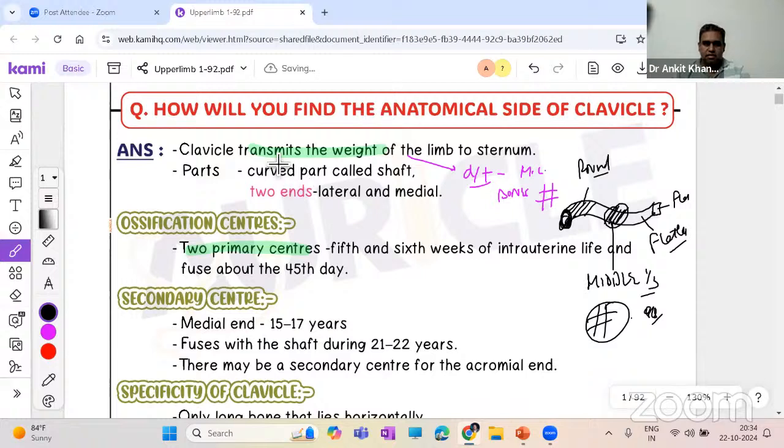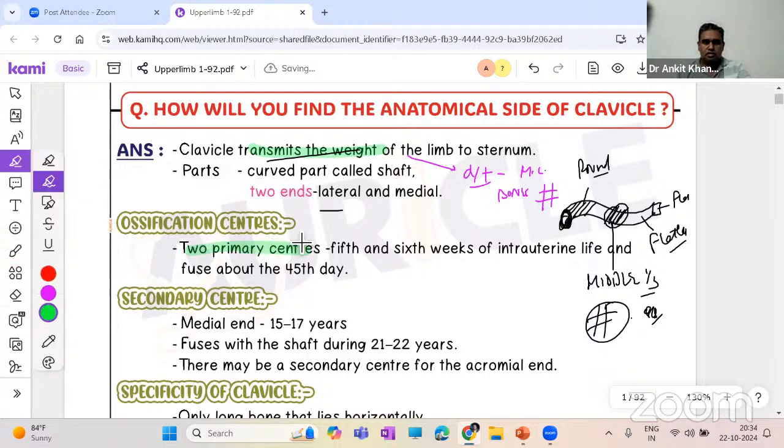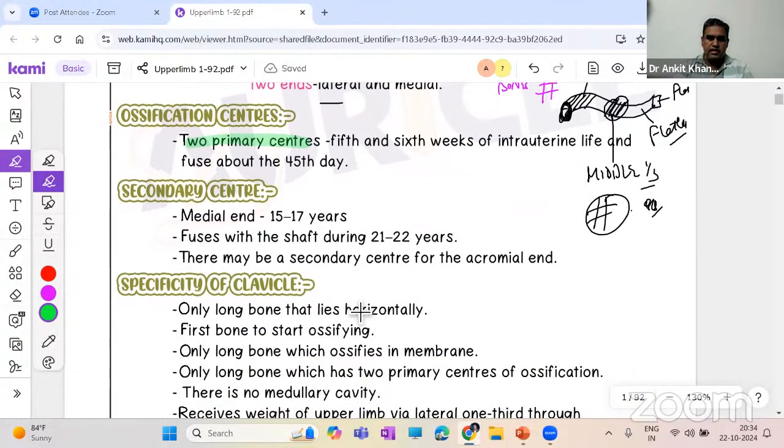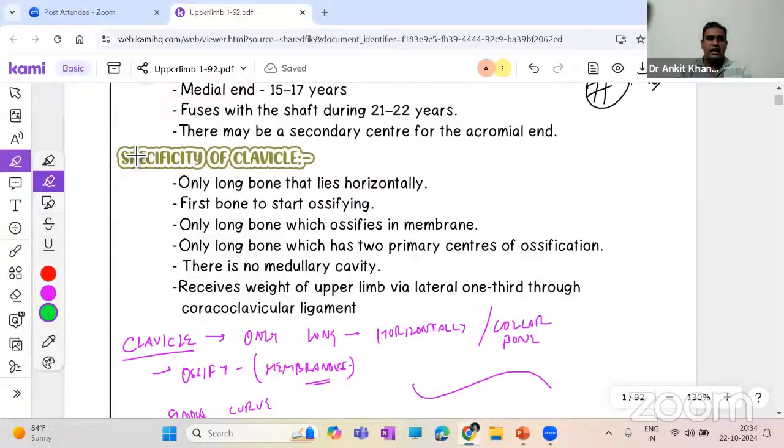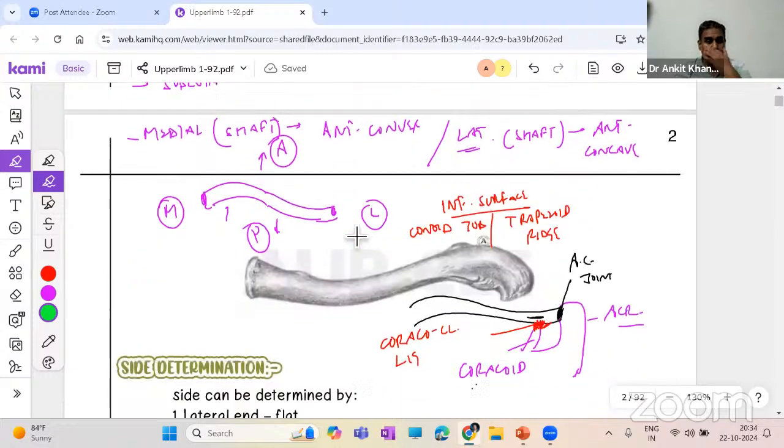So as it transmits the weight, you can have a few questions right from the first line. The two ends are lateral and medial. Fair enough. Ossification center, as I told, it has two primary centers. That is also an exception. Normally, bones have only one primary center, but this one has two primary centers of ossification. A secondary center is also there. These are specificities of the clavicle, and these are basically asked in your short answer theory exams. You have to actually write them, so there are 5-6 points over here that you can read and write.